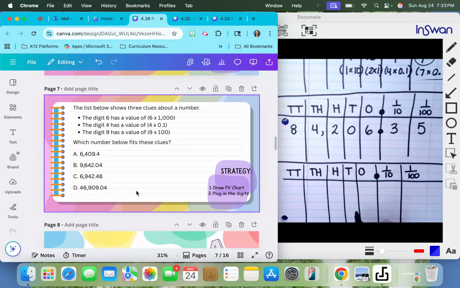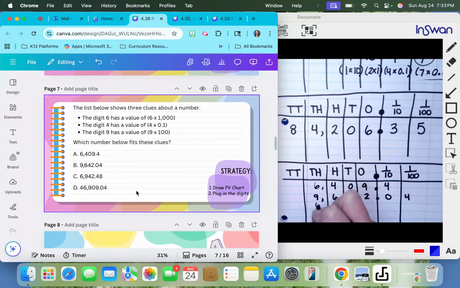Okay, so taking a look at our first answer choice. We have the number 6,409 and 4/10. Let's place him on our place value chart so we can see what his values are. So we have 6,409 and 4/10. And then B, the number is 9,642 and 400ths.